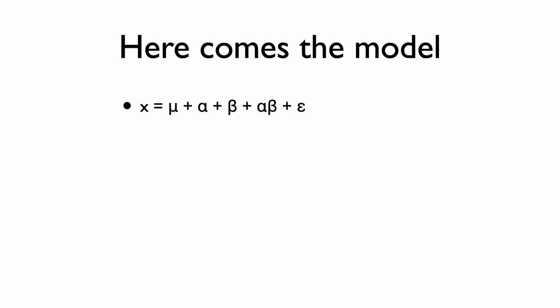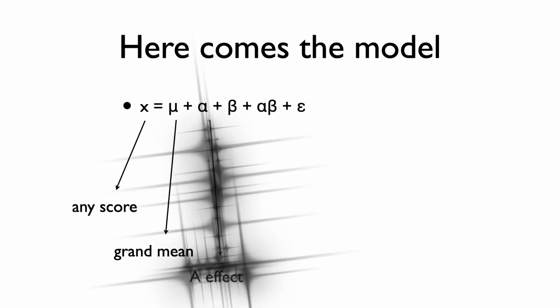Anyway, x equals mu plus alpha plus beta plus alpha-beta plus epsilon. I'm sorry, the alpha and the beta do not mean type 1 and type 2 error. Learn that there's a different alpha and a different beta, okay? So that's the effect of A. First of all, any score equals a grand mean, and again, that's the score we would all get if we weren't in any groups and there was no difference between any of us.